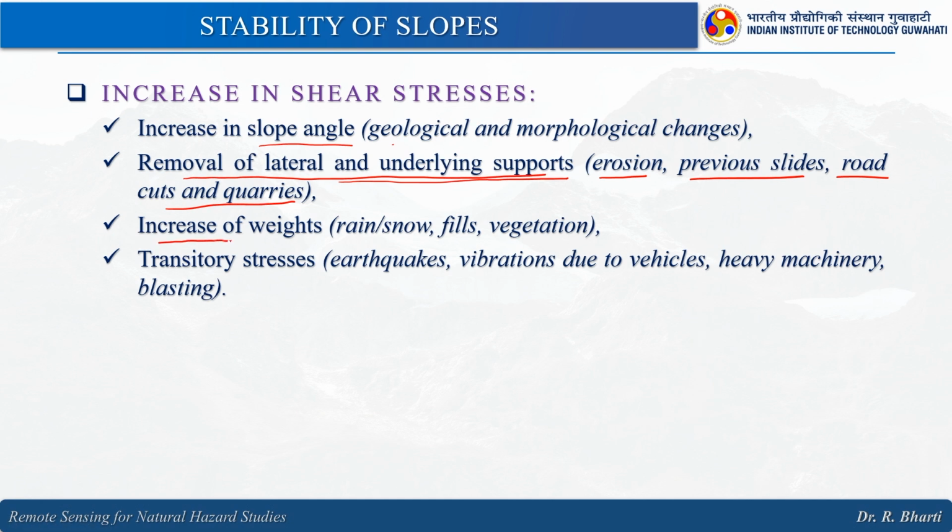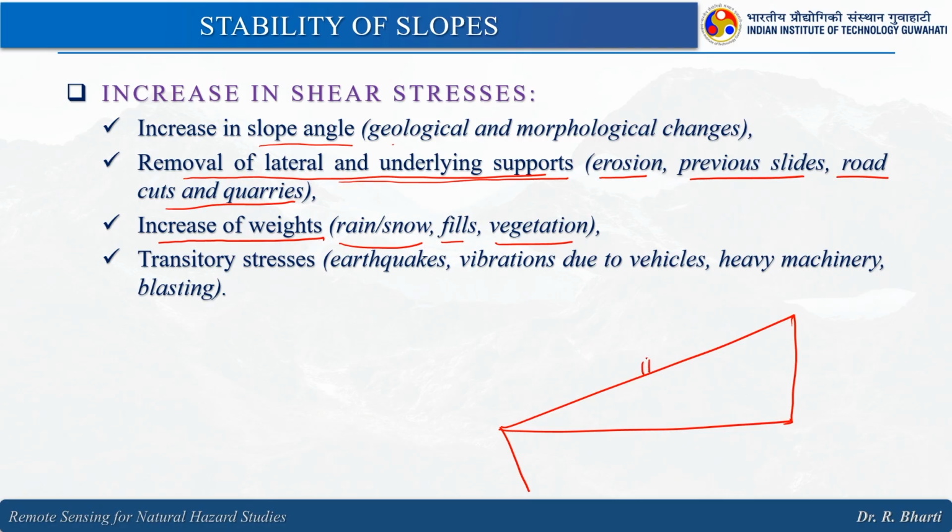Now, the next is increase of weight because of rain or snow accumulation, fills, vegetation. This weight will increase, right. So, here because of the growth of vegetation, maybe the trees, the weight is increasing, or because of the rainfall, or maybe because of the snow accumulation. All this will change the weight of this particular surface, right. So, in such situations shear stress will increase.